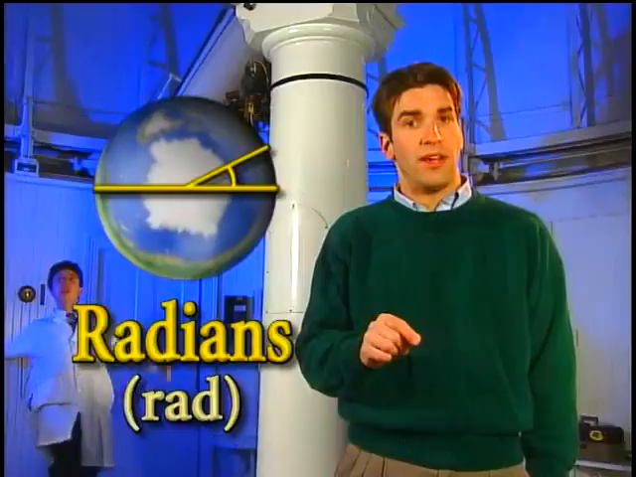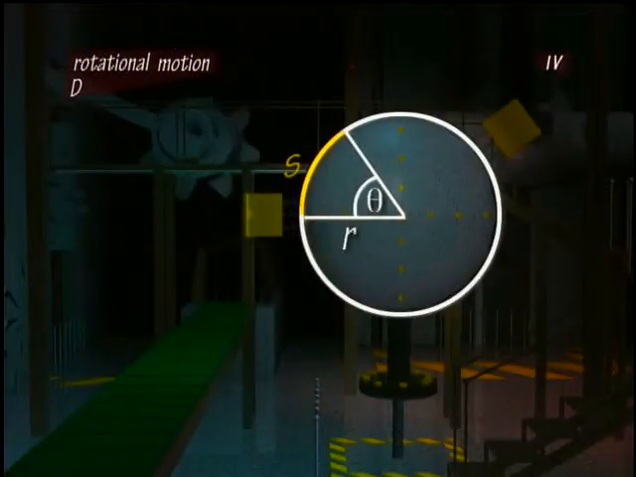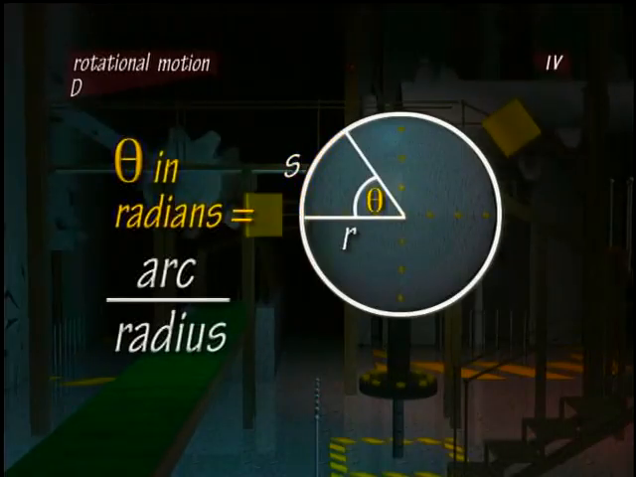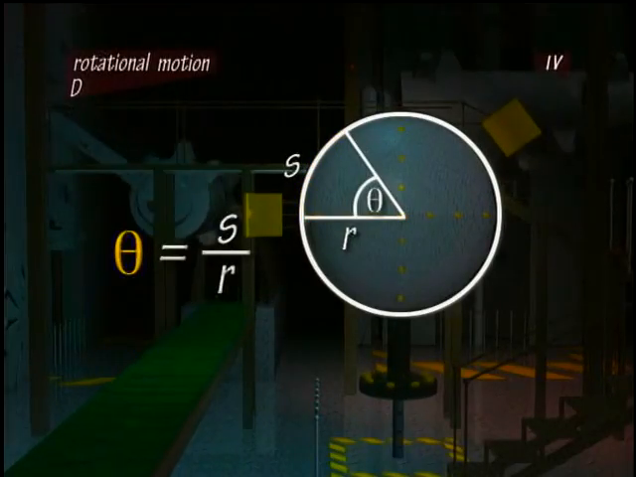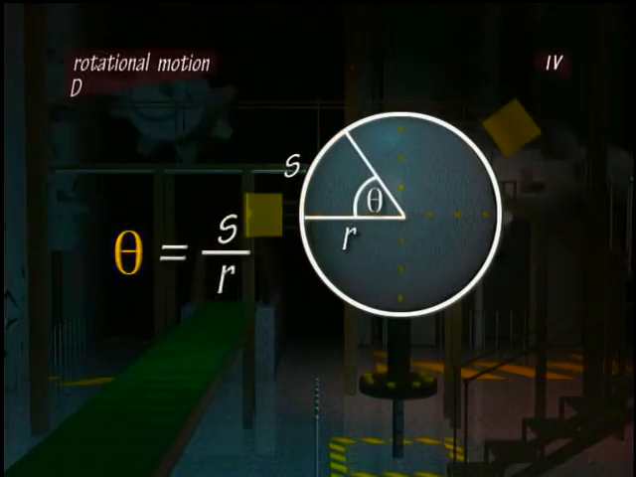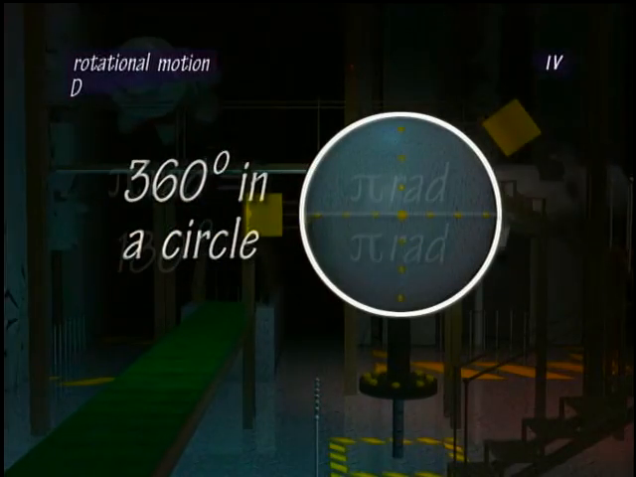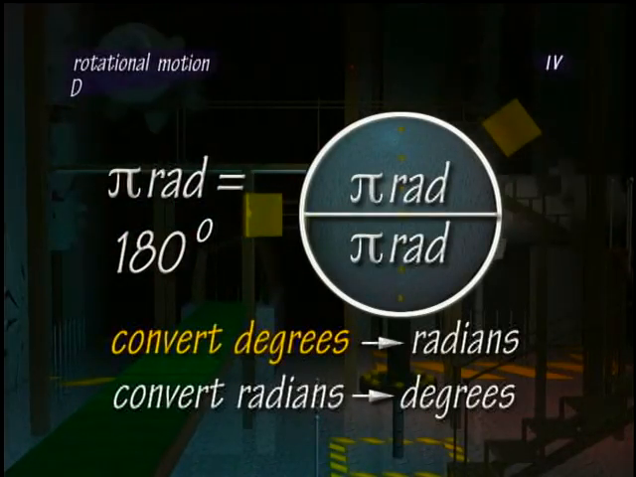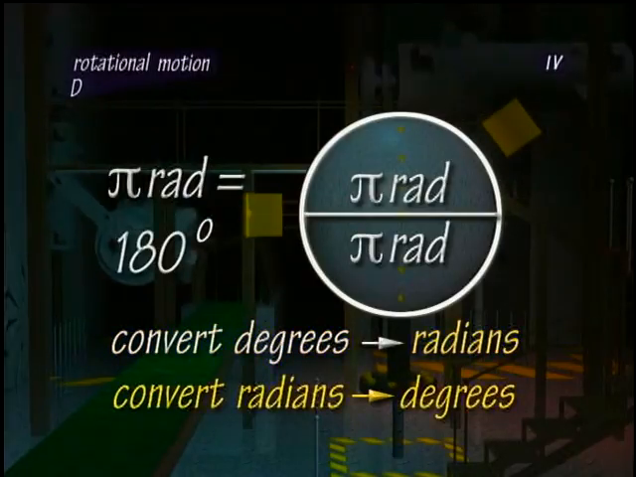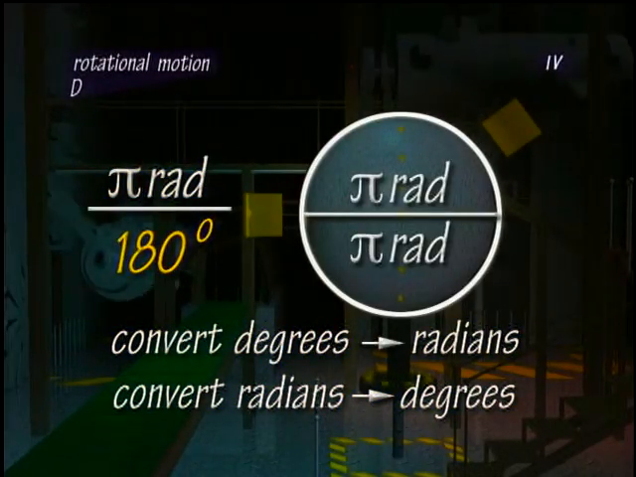Here's how we find the radian measurement of a circle. If you have a circle with radius r and an arc of that circle s, then the angle in radians is the ratio of the arc divided by the radius. So the angle theta in radians equals s over r. There are 360 degrees in a circle, and pi radians equals 180 degrees. So whenever we need to convert degrees into radians, or vice versa, use the ratio pi radians to 180 degrees.